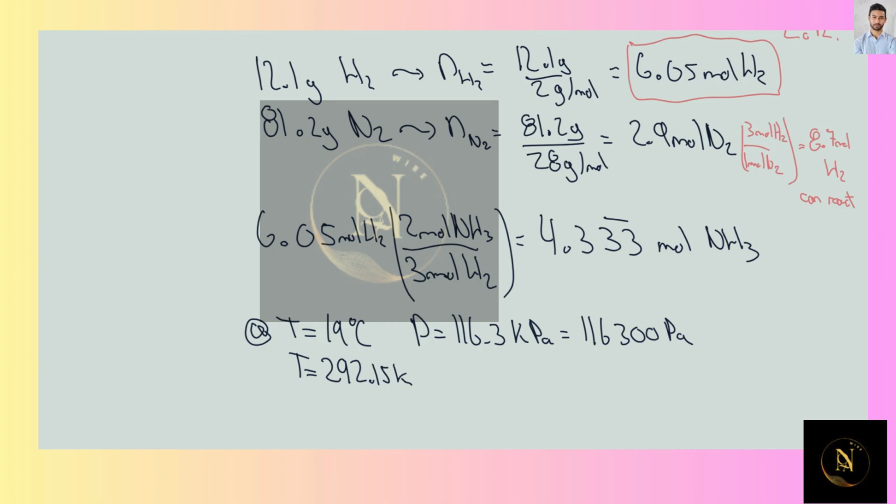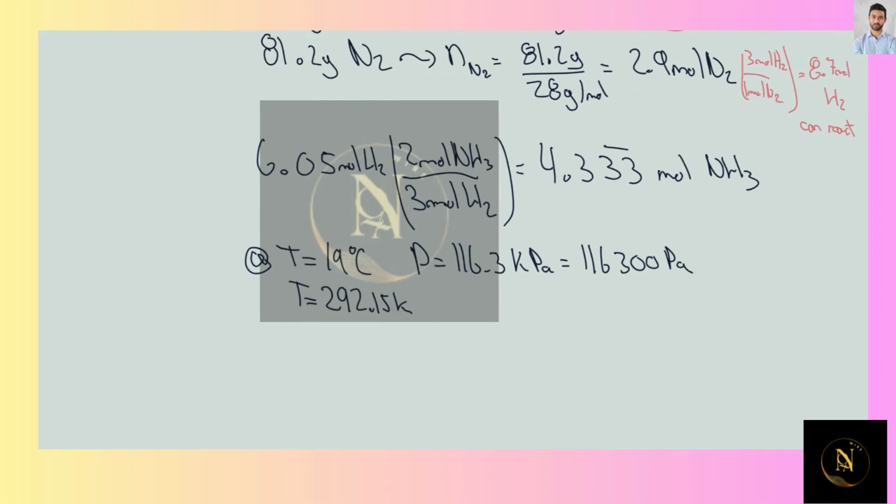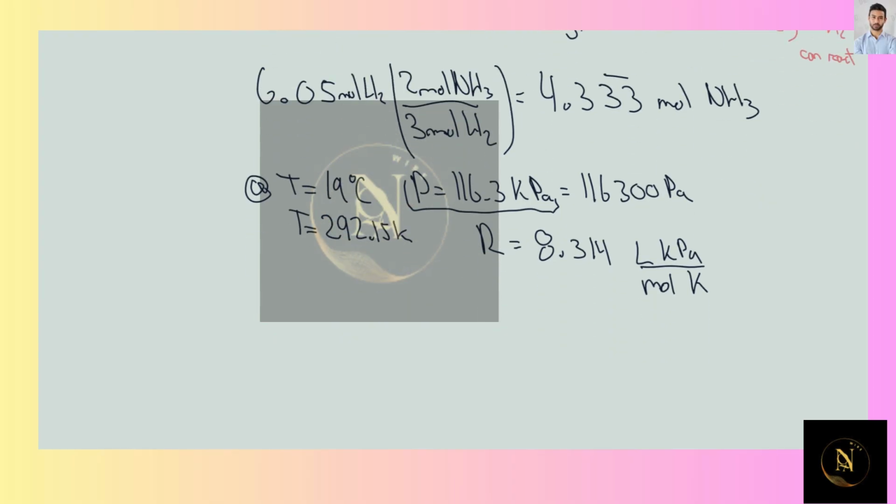Remember that we need to do these conversions because our gas constant is in terms of kelvins. Now, actually the pressure we didn't need to convert because we're given already the value for R in the appropriate units. That is going to be equal to 8.314 liter kilopascal divided by mole Kelvin. So now we can proceed with the ideal gas law. We know that PV is equal to nRT. Thus the volume is going to be equal to nRT divided by the value for pressure.